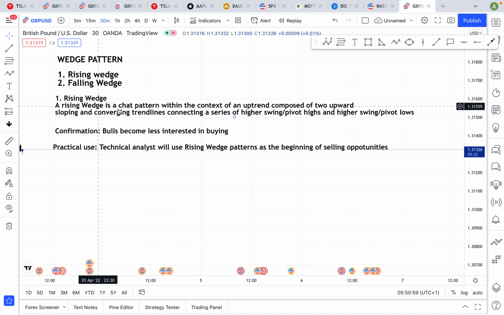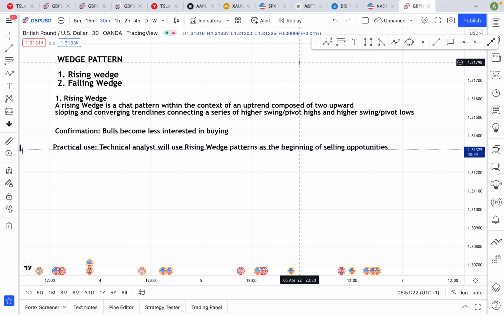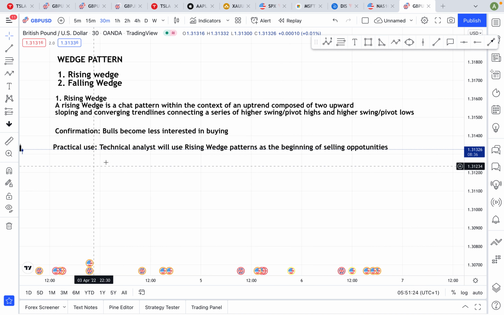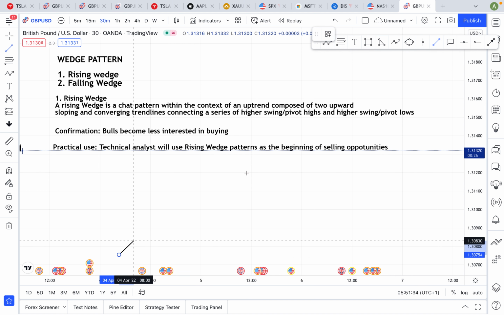So I say a rising wedge is a chart pattern within the context of an uptrend, composed of two upward sloping, converging trend lines connecting a series of higher swing pivot highs and higher swing pivot lows. And the confirmation is that bulls become less interested in buying because it's going to get a buying climax, and then the market is going to sell back to the downward side. Then we say the practical use is that technical analysts will use the rising wedge pattern as the beginning of a selling opportunity. Okay, so let's have our uptrend here.